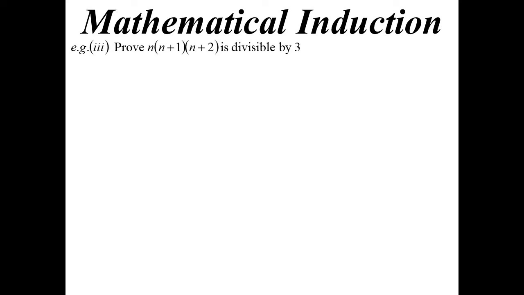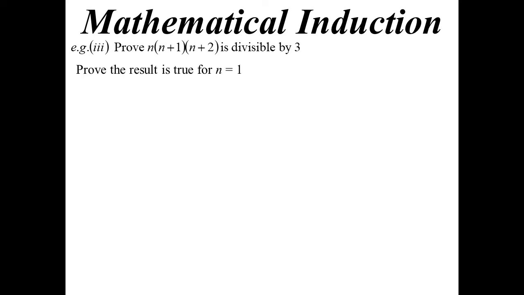In this case, we're going to prove n times n plus 1 times n plus 2 is divisible by 3. Now, logically it must be true because you've got n times n plus 1 times n plus 2. Well, those are three consecutive numbers. One of those numbers must be divisible by 3, therefore there is a factor of 3. But that's not proving it by induction. How do we prove it by induction?